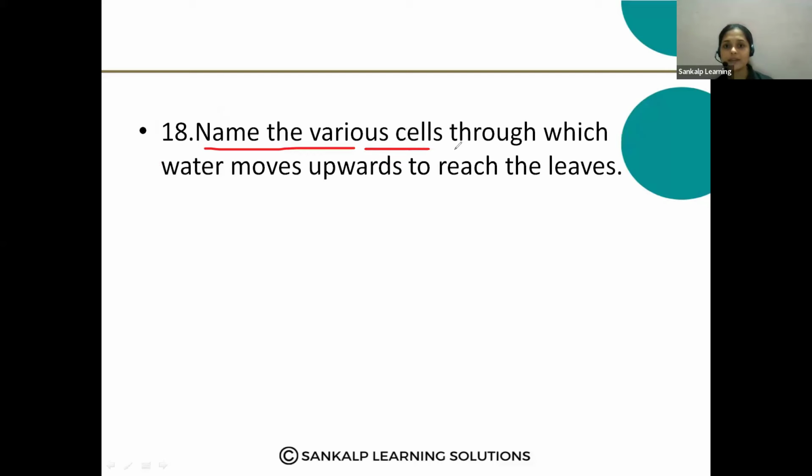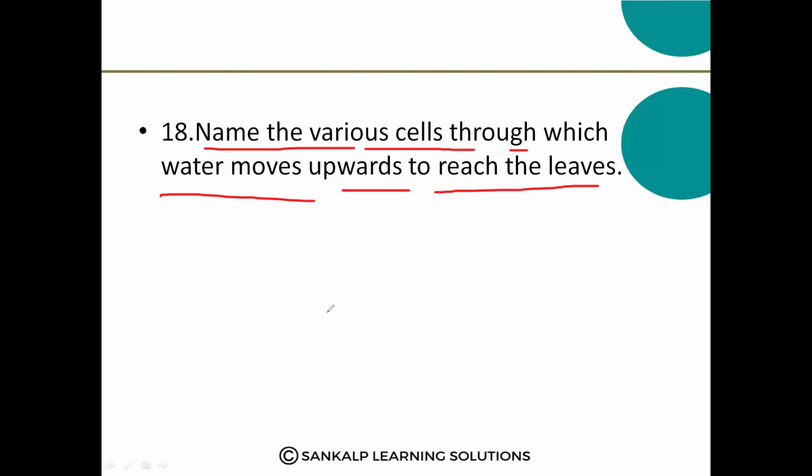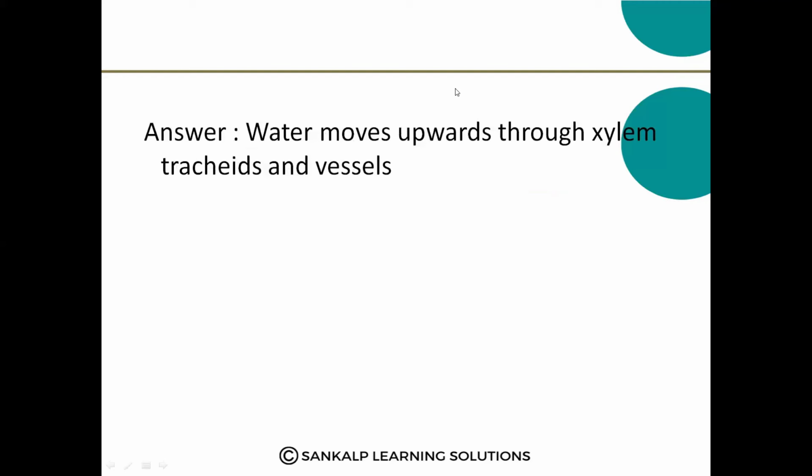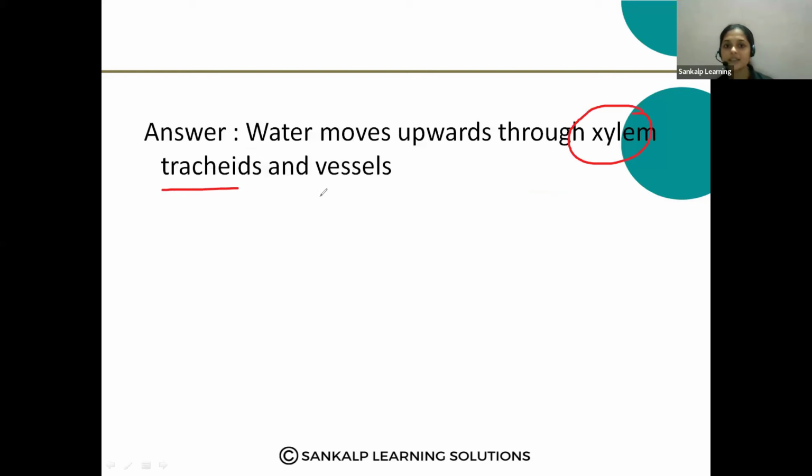Next question. Name the various cells through which water moves upwards to reach the leaves. So that is related to transportation in plants, right? So in plants there are different cells that help for the upward movement of water. Which cells are helping for that? That is the xylem tracheids and the vessels. So xylem tracheids and xylem vessels help for the upward movement of the water. So note down, this one is very important, xylem tracheids and xylem vessels. Note down this point.